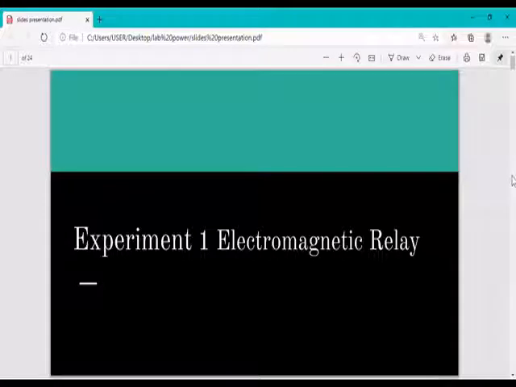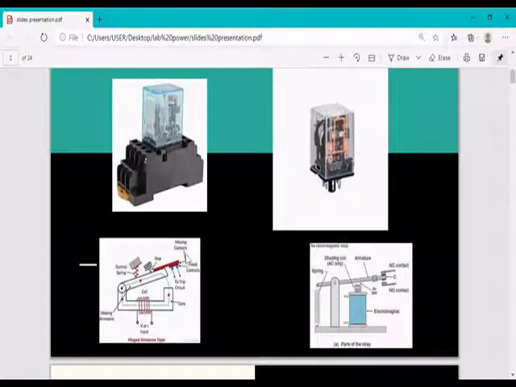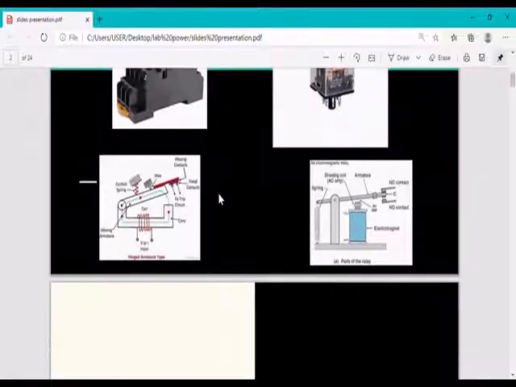Our assignment is about electromagnetic relays. Let's watch the slide first. Our topic is about electromagnetic relay. Let's see how the electromagnetic relay is. These are examples of electromagnetic relays. The picture shows that it looks like a switch. Let's begin with the introduction.